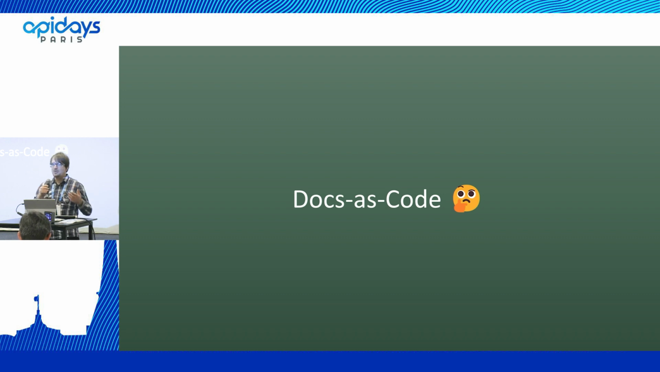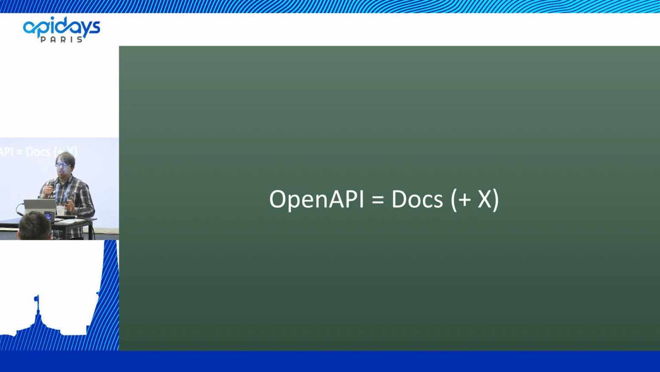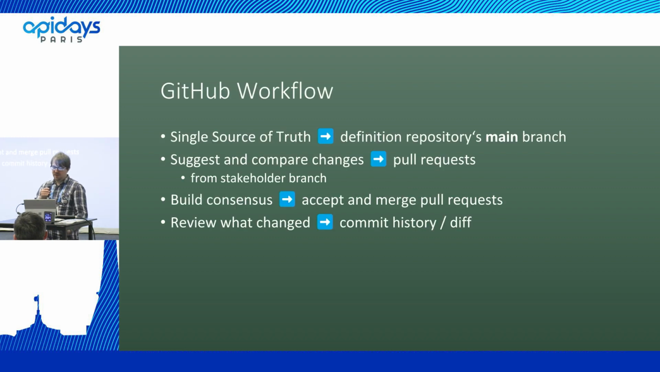So docs as code is the idea of using the same tools that you use to manage your software, your code, to also use that for your documentation. And I would say, yes, this is certainly an analogy, but I really want to emphasize again that OpenAPI, yes, it's a form of documentation, but I call it OpenAPI is docs plus X because you can do a lot more things with OpenAPI. But yes, if you treat your OpenAPI file as documentation, that is certainly something like docs as code.